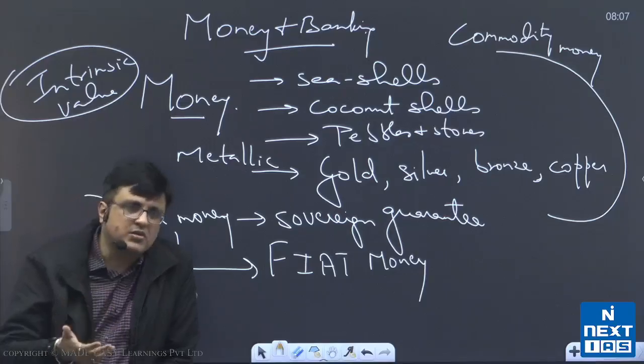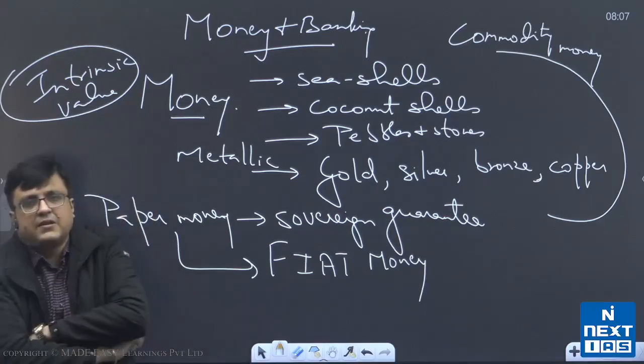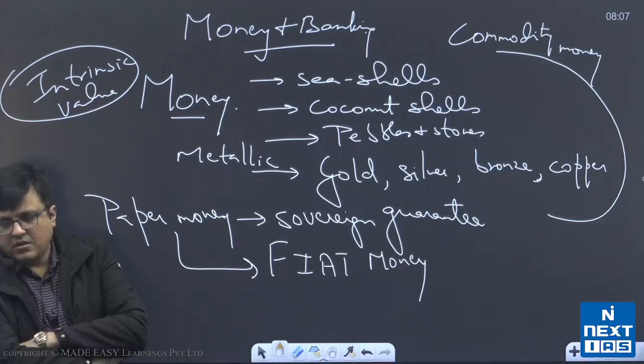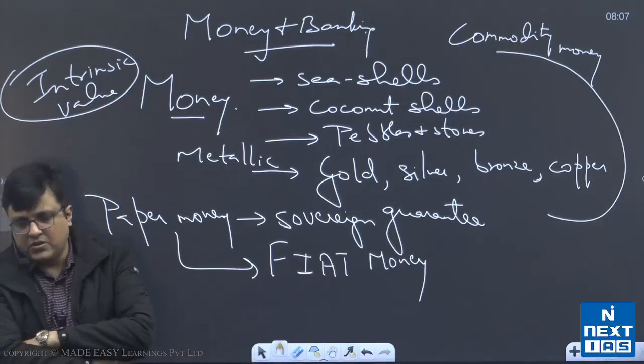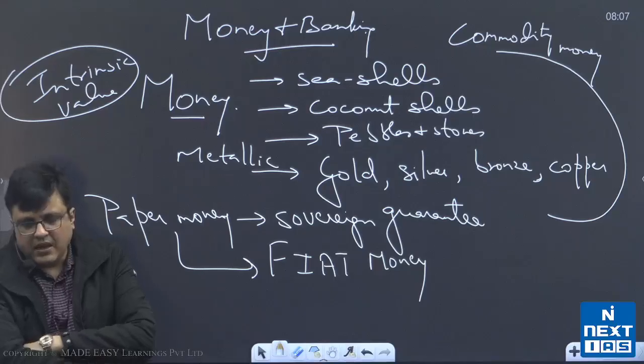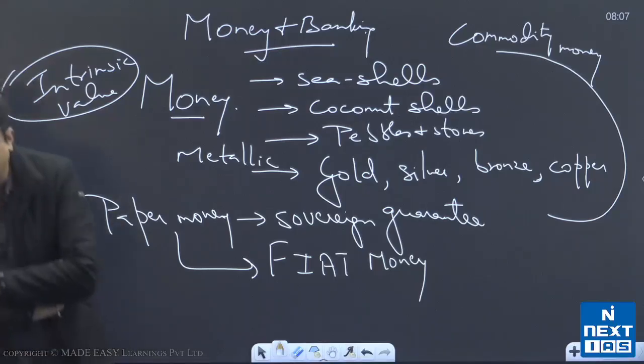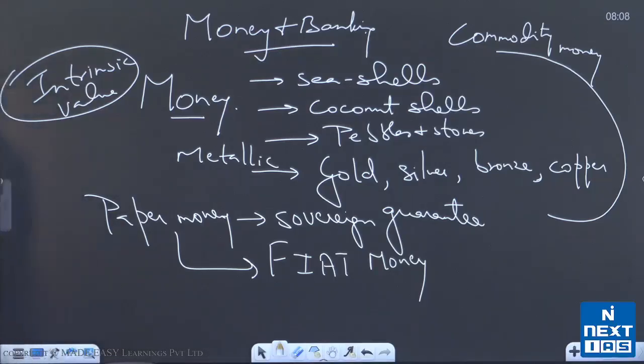Now, what are their uses? So you write in that: uses of money, and in a bracket you can write how money is an improvement over the barter system.